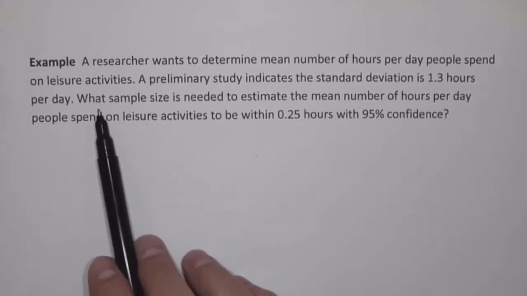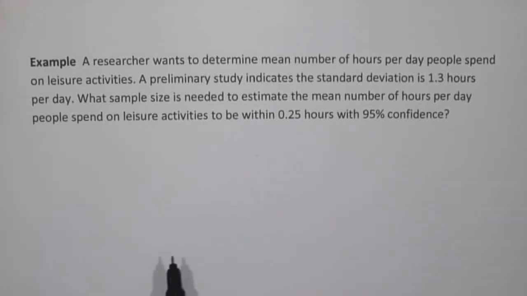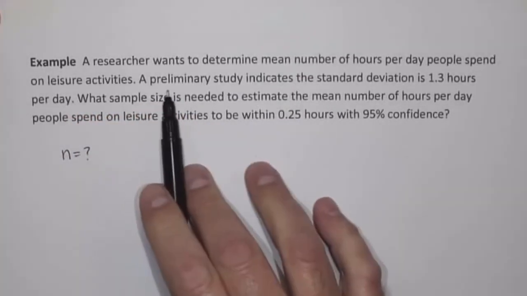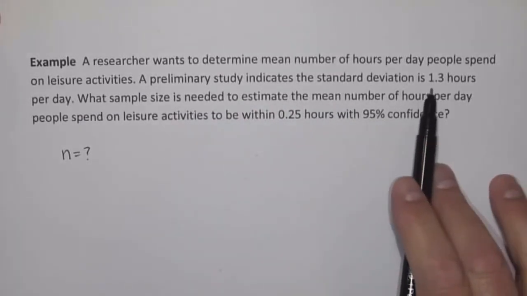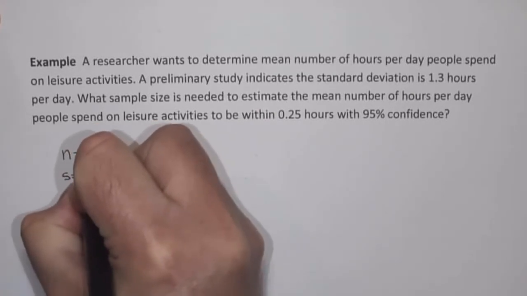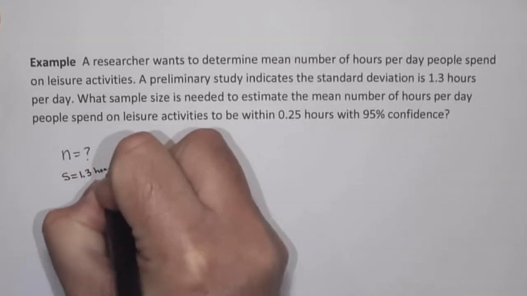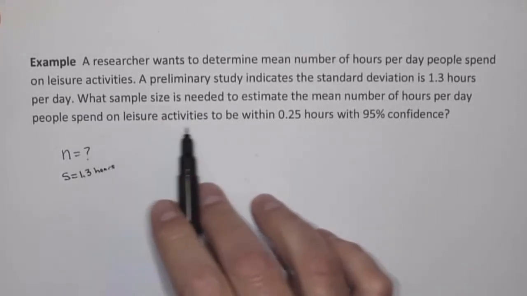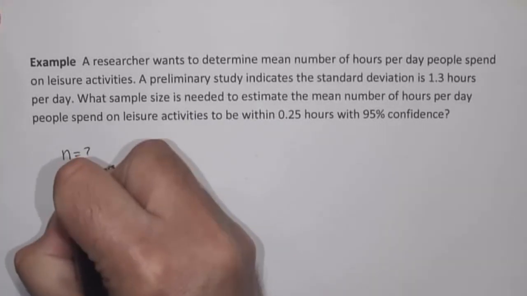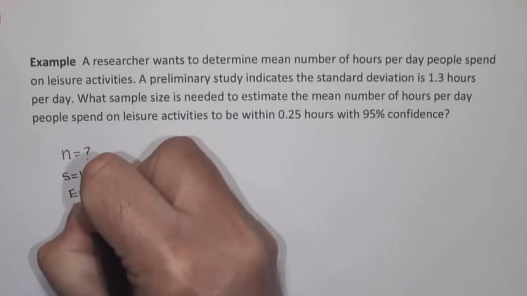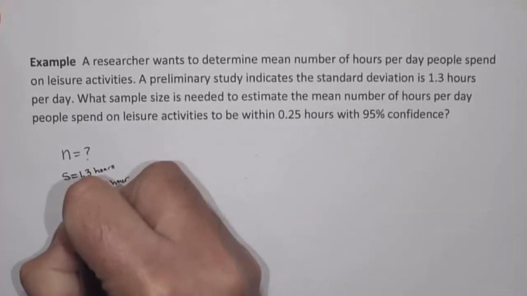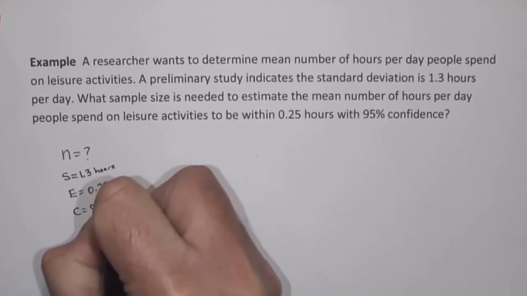So our question is, what sample size is needed? So we're looking for n. Now, we know that a preliminary study suggests that the standard deviation is 1.3 hours, so we're given S equals 1.3 hours. And we know that we want the margin of error to be 0.25 hours, because we want our estimate to be within 0.25 hours. So that's our margin of error, and our level of confidence is 95%.